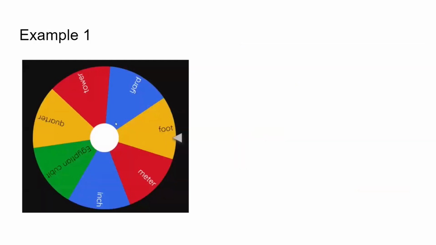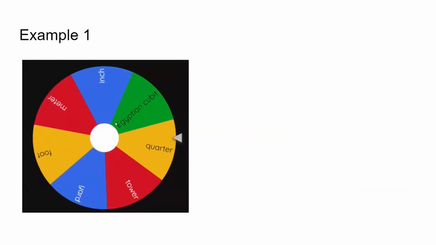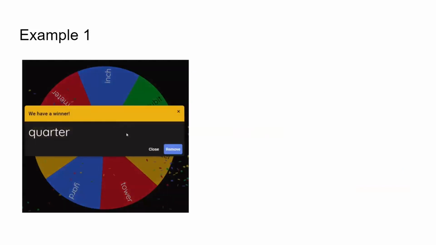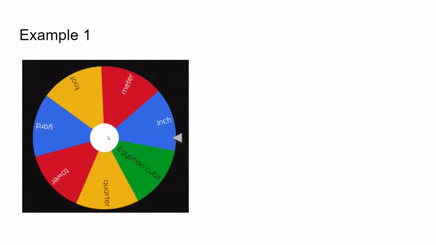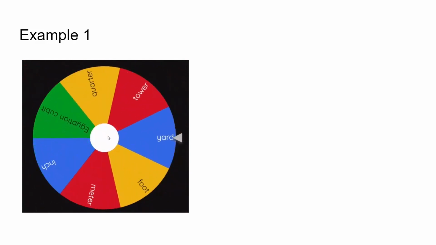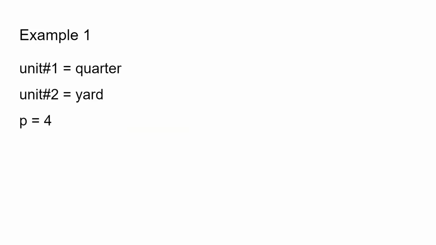I'll first spin the spinner, and the spinner can be seen in the student guide. The first unit I got is quarter. And then I spin again, and the second unit I got was yard. After spinning, we'll have them roll the die. I rolled the die, and I got 4. Therefore, with all of the information, we have Unit 1 equals quarter, Unit 2 equals yard, P equals 4, making our equation 4 quarters equals how many yards?